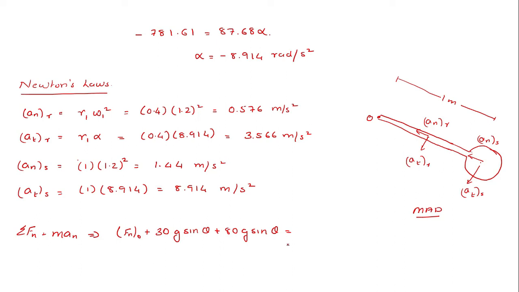And then we have to look into the mass into acceleration components along the normal direction. So here you have the normal component of acceleration of the rod as well as the normal component of acceleration of the sphere. So this will be equal to m, the mass of the rod, which is 30, into the corresponding An component, 0.576. Since this is towards the left, I'll put a negative sign here. And again you have this negative sign, 80 into the corresponding value 1.44. So if you solve this, with theta equal to 30 degrees, you will get Fno, the normal component of the force acting on the pin, equal to minus 672.03 Newton.